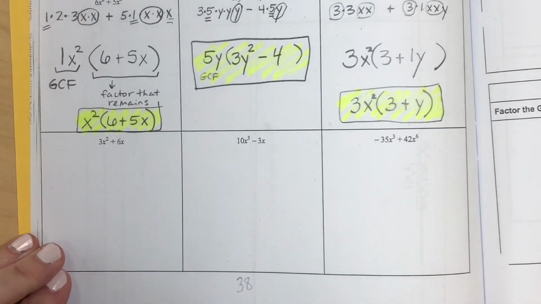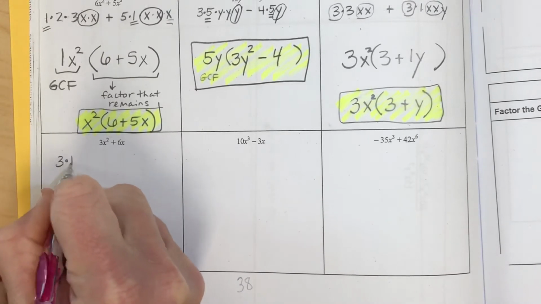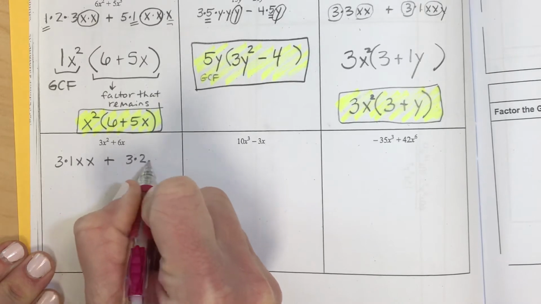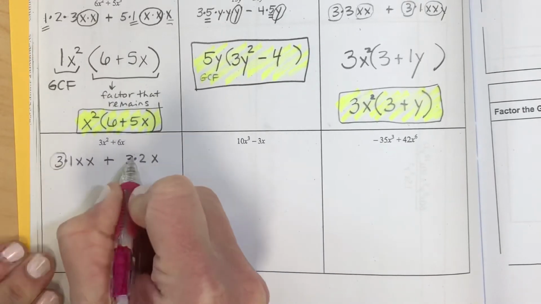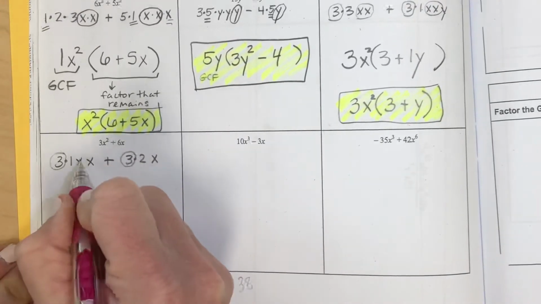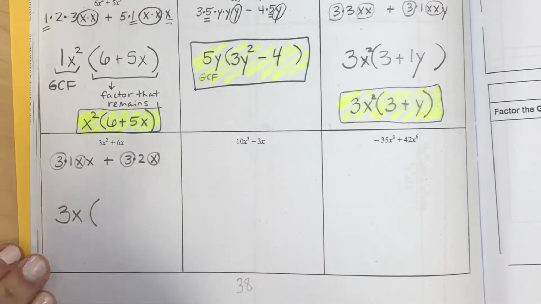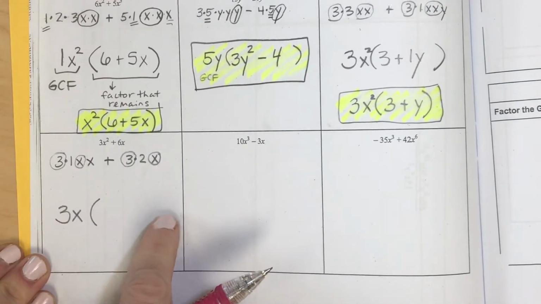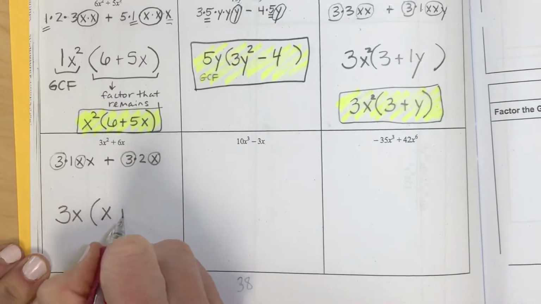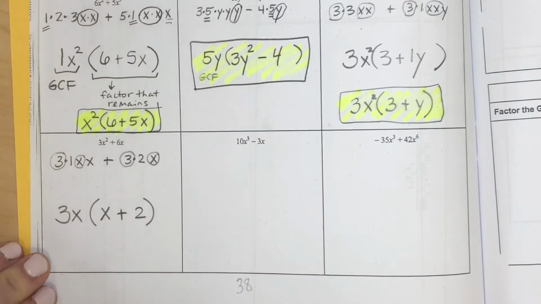I have 3 more examples for this video. So 3x squared would be 3 times 1 times x, and my 6 would be 3 times 2 times x. I notice the number they both have in common is a 3, so that's going to be part of my GCF, and they both have one letter x that I can take out. Now I'm going to write the terms that are left behind in the set of parentheses. I don't need to write a coefficient of 1 in front of the x, and then I have a number 2 here. And that is how you factor out a GCF.